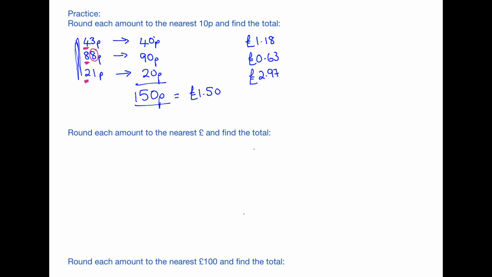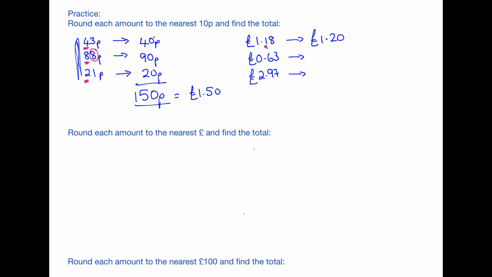So we're going to round them first to the nearest 10 pence, and then we're going to add them up. So rounding £1.18 to the nearest 10 pence, well, the digit in £1.18 that represents the 10 pences is that one, isn't it? So the 8 tells us to move that one up to a 2. So the 10 pence that £1.18 is closest to is £1.20.